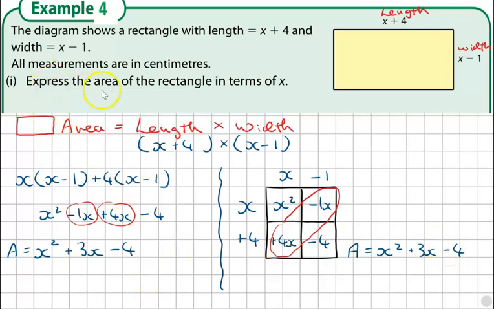So we have expressed the area of the rectangle in terms of x. That just means x is in our answer. So area is equal to x squared plus 3x minus 4. So area is equal to something with x in it.